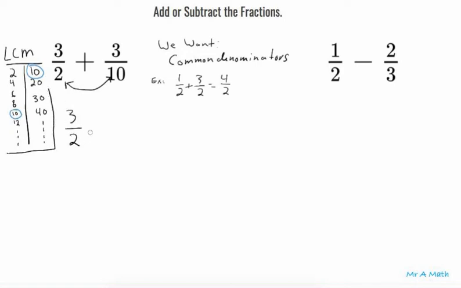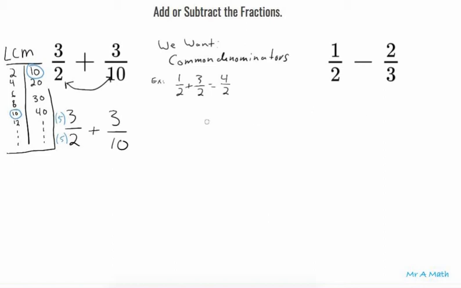I have 3/2 plus 3/10. It would be really nice if I could get both of them to have a denominator of my least common multiple, which is 10. Well, what do I need to multiply the top and bottom by here to get 10 as a denominator? Well, what do you have to multiply 2 by to get 10? You have to multiply it by 5. Whenever I multiply the denominator of a fraction, I also have to multiply the numerator by that same value so that the ratio stays the same.